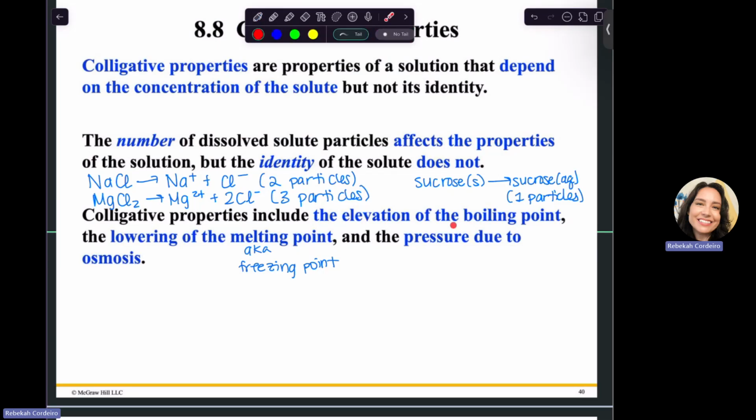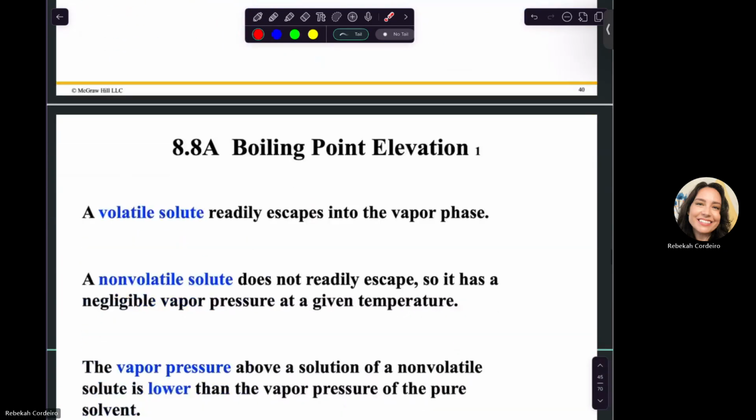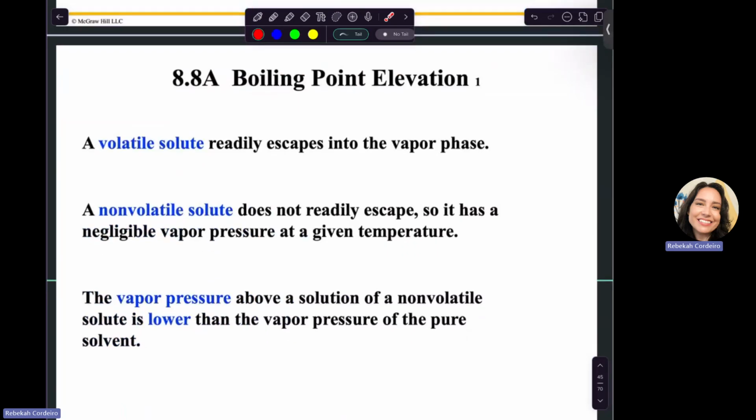Elevation of boiling point makes it harder for water to boil. So it has to get up to higher temperatures to boil, which means you're cooking your pasta in higher temperatures, which means it'll cook faster or better or whatever you desire by having it in a higher temperature. And then also the pressure due to osmosis. We'll talk about that a little bit later. So first, let's hone in on the boiling point elevation for a moment. A volatile solute rapidly escapes into vapor. So vapor is gas.